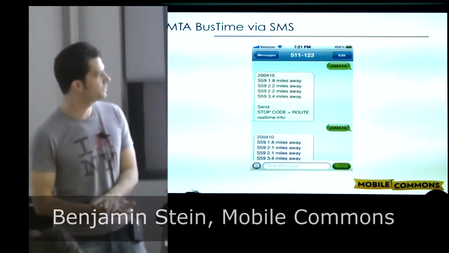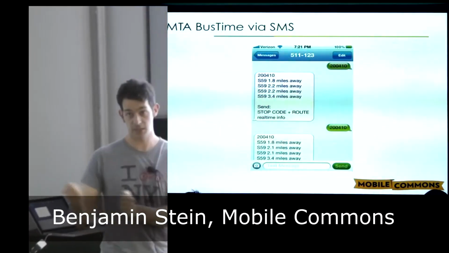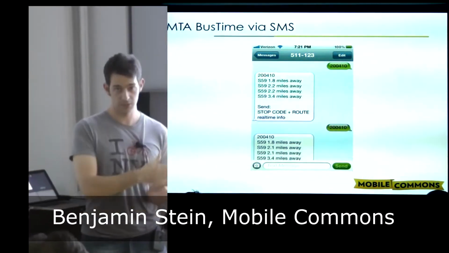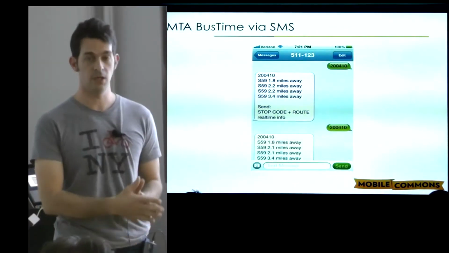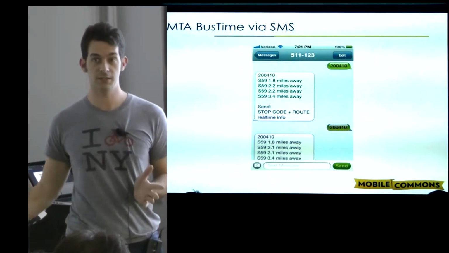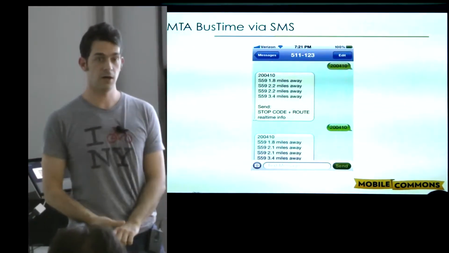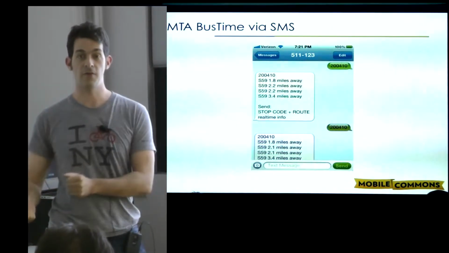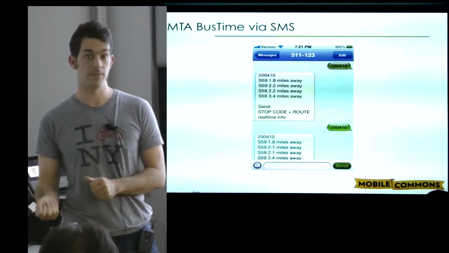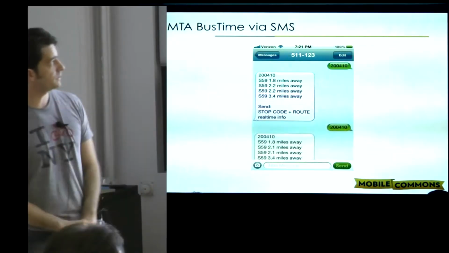So Mobile Commons provides the SMS text messaging interface to BusTime. This is the MTA sponsored version of this. They opened up the data to developers of all shapes and sizes, and I forgot to mention Scott is here. His startup Roadify actually pulls in this open data to make your iPhone app, and he's going to talk about it a little bit when I'm done. But this is what the SMS interface looks like.